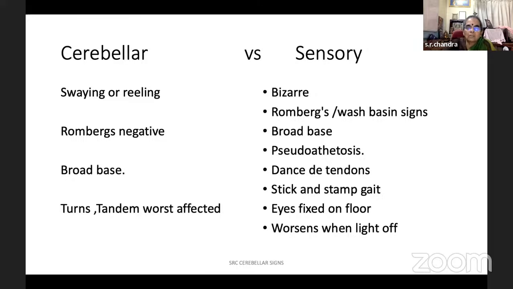There can be pseudoathetosis. That is, tell the patient to stretch the hand. He will try to know where his body is, so he will search for it with this kind of movement. That is called pseudoathetosis. Similarly, in the leg, the patient will try to explore the earth with the toes. So that is called the dancing toes. And then still they are unable to judge the depth, so they carry a stick and hit the floor with the stick. And still when the stick is removed, they forget the space, so they bring down the leg with a stamp. So it's called the stick and stamp gait, not a broad-based swaying gait. And eyes are fixed on the floor, and the gait worsens when the light is taken off.